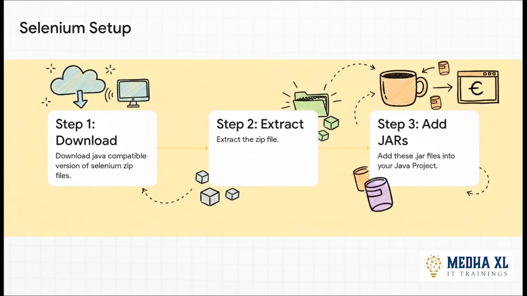The setup itself is a really simple 3-step process. First, you go and download the Selenium files that work with Java. Second, you unzip those files. And third, you add what are called the jar files into your project in Eclipse. And that's it. This gives your project access to all those powerful Selenium commands we were just talking about.